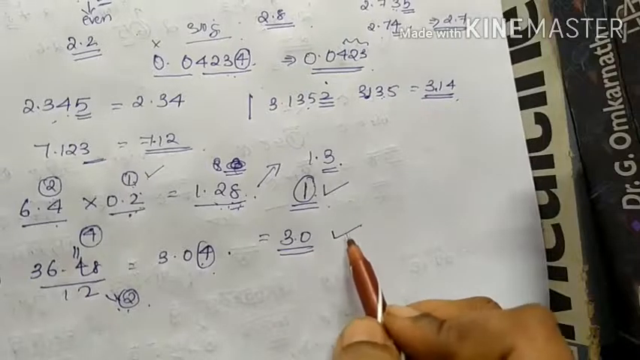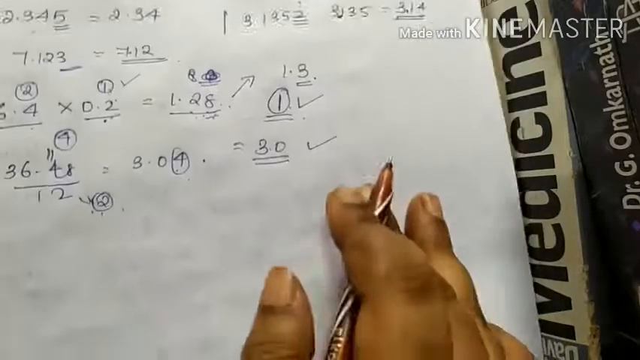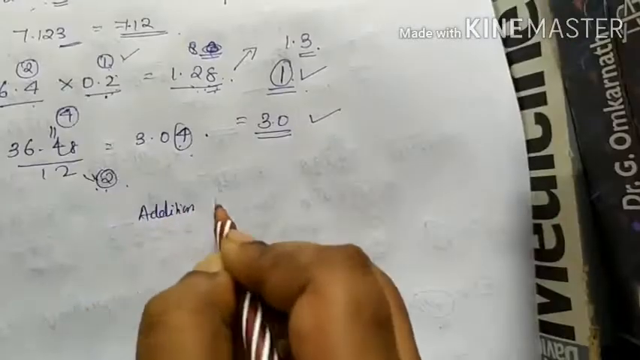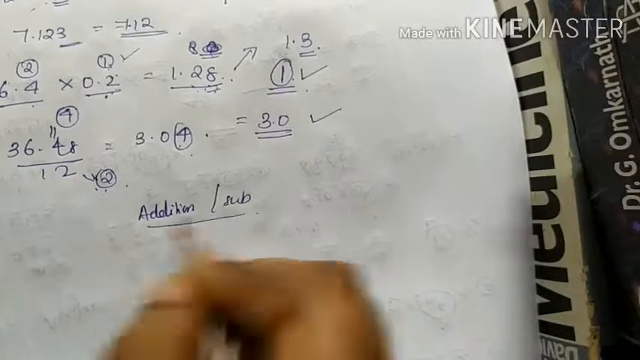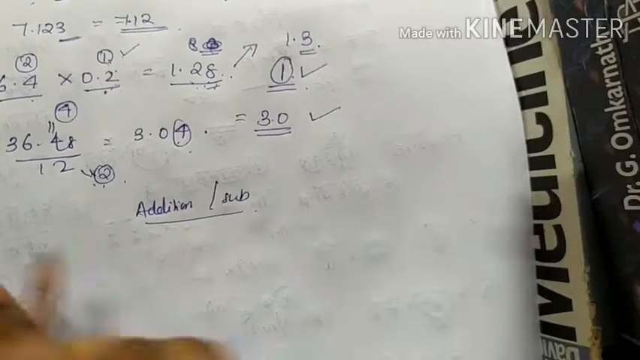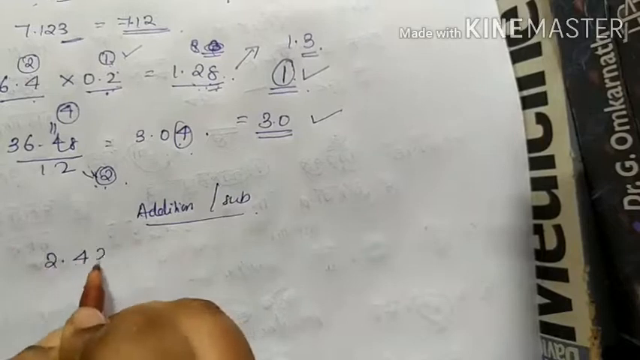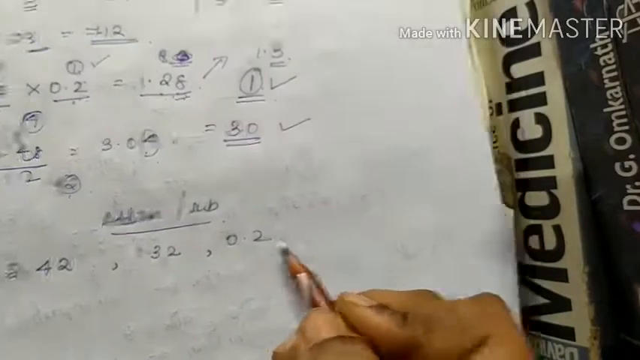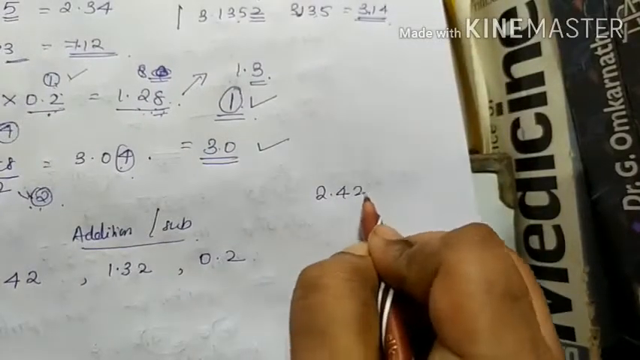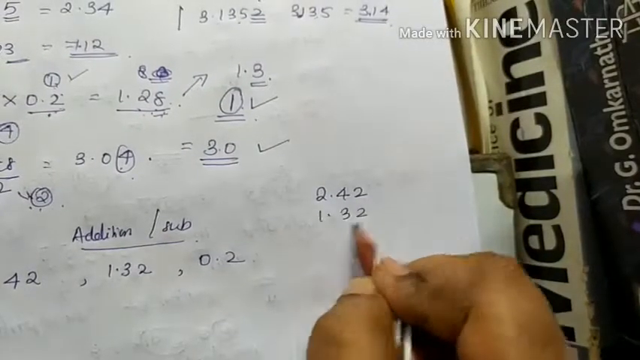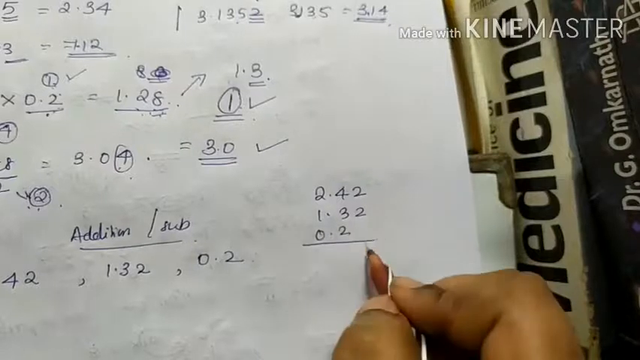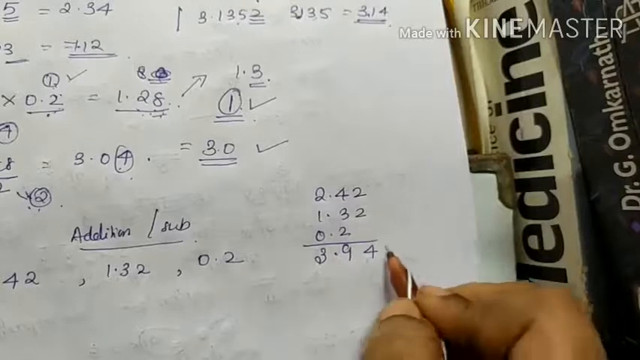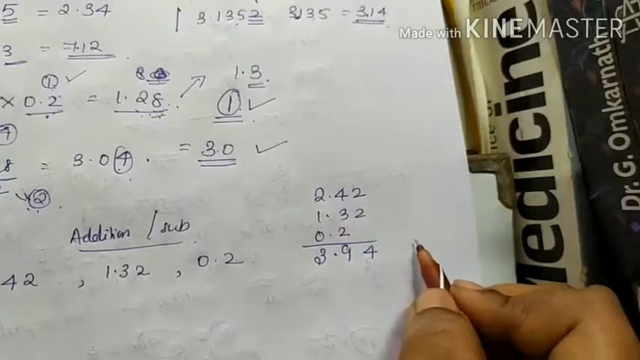Clear? I hope you understood. Now the last section is addition or subtraction. That one is a little bit different. Suppose I have three numbers: 2.42, 1.32 and 0.2. How would you add? You will add like this: 2.42, 1.32 and 0.2. Add it: 4, 7, 9 and 3. 3.94 is the actual answer mathematically.